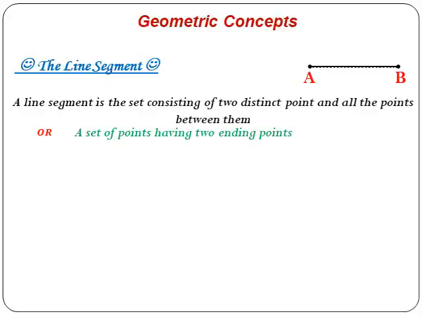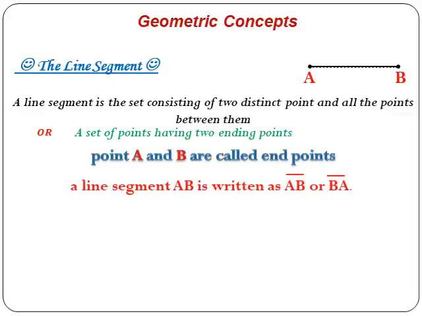So mister, how can I write a line segment? Okay, so I will write: points A and B are called ending points, as you said before. So how can I write it? I can write it like this: line segment AB. If I'm starting from A, I can write line segment AB. I must put a line segment symbol over AB. You can read it like that: line segment AB is written as AB with a line over it. Or you can write BA with a line over it. Yes, the two are correct.